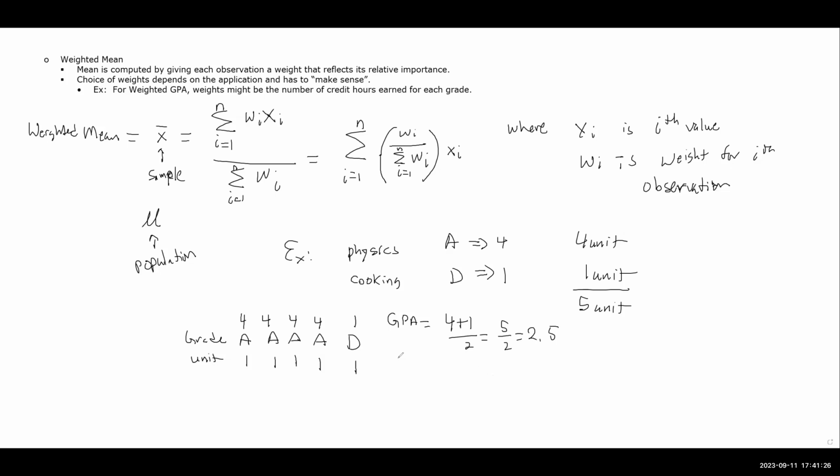So to calculate my GPA, it should be 4 plus 4 plus 4 plus 4 plus 1, divided by 1, 2, 3, 4, 5, divided by 5. And this would equal to, let me do it in Excel real quick, because I'm horrible at this.